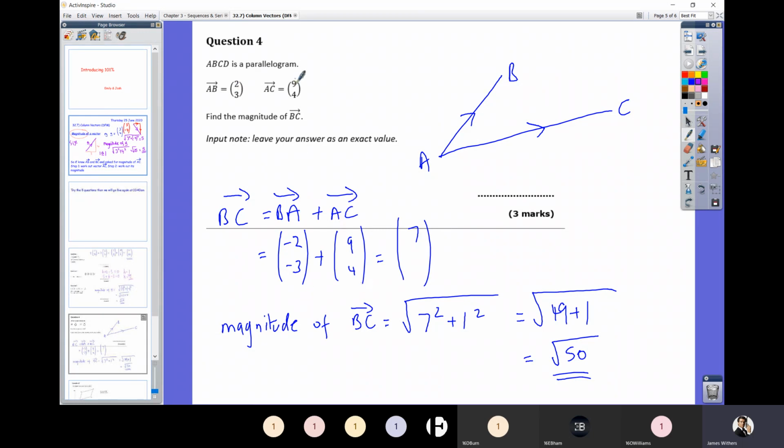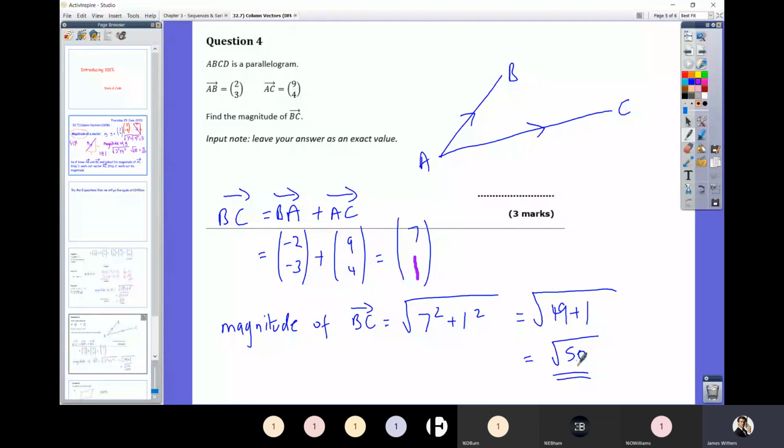So B to A, not A to B, B to A is -2, -3, and then A to C is clearly just A to C. You then just add across, so adding the top row, -2 add 9 is 7, and -3 add 4 is 1. Now, that's step 1. You've worked out the vector BC. So to work out the magnitude of that, we've just got to Pythagoras that. So 7 squared plus 1 squared is the square root of 50.